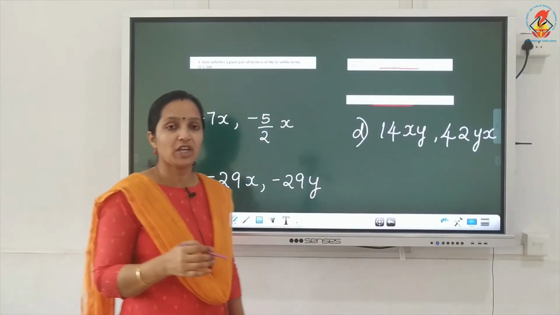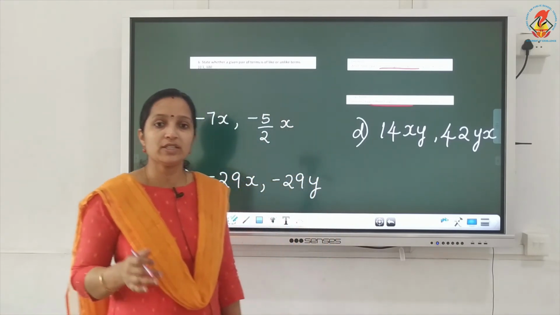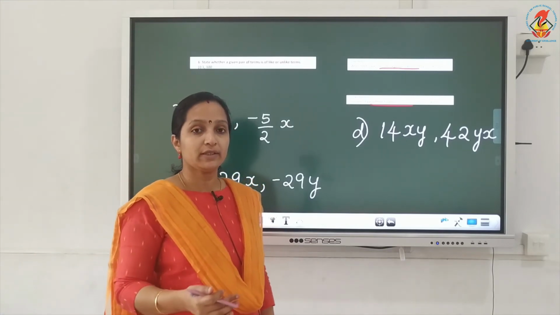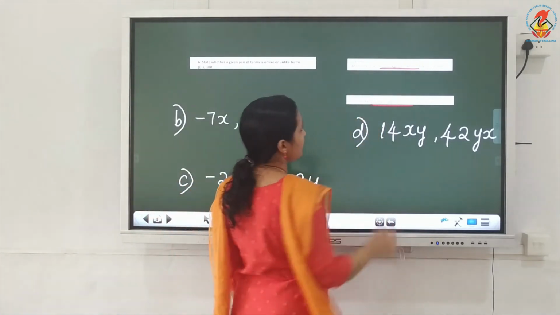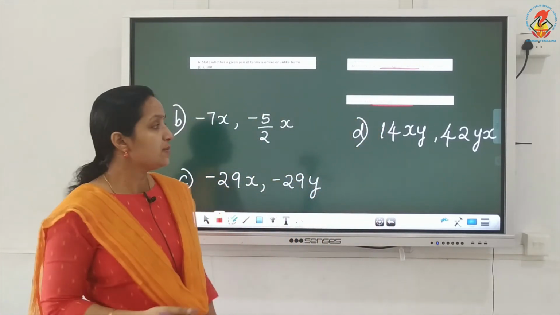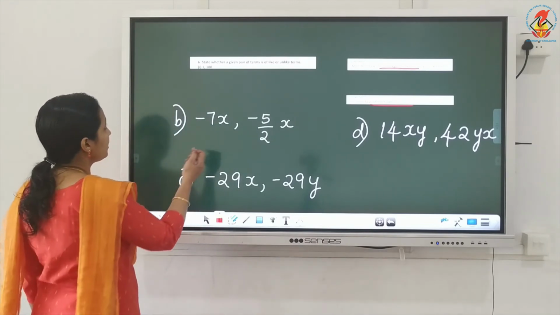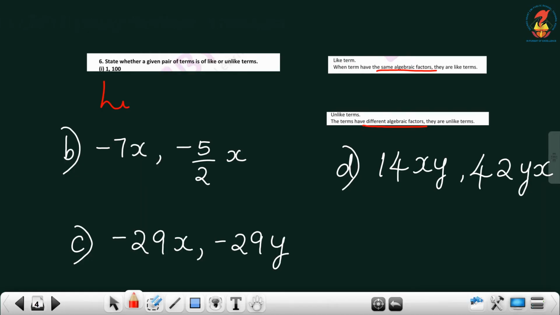If you want to check whether they are like or unlike, just ignore the numerical part. Just concentrate only on the algebraic factor. If the algebraic factors are the same, we can say they are like terms. If the algebraic factors are different, we can say they are unlike terms. So look at the first question, 1 and 100. Both are constants. So what can you say? They are like terms.